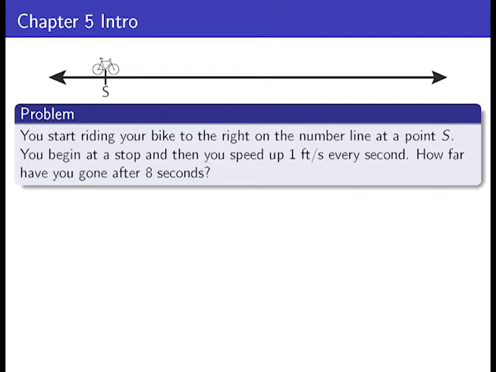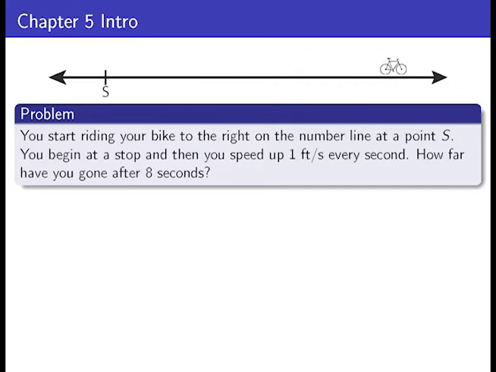So now let's look at a slightly trickier version of the same problem. In this problem, we will start riding our bicycle from a standstill, and our velocity is going to increase 1 foot per second every second. So we're going to ask the same question. After 8 seconds have passed, how far have we gone?